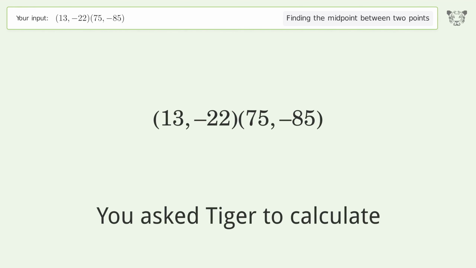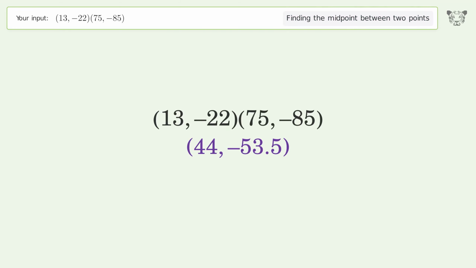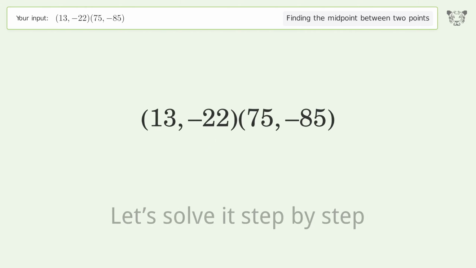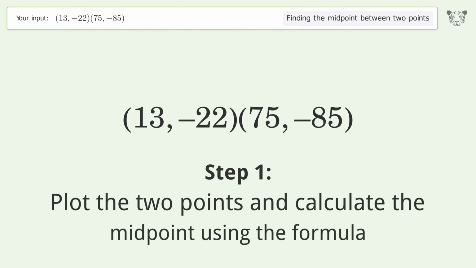You ask Tiger to calculate. This deals with finding the midpoint between 2 points. The midpoint between the 2 points is 44, negative 53.5. Let's solve it step by step. Plot the 2 points and calculate the midpoint using the formula.